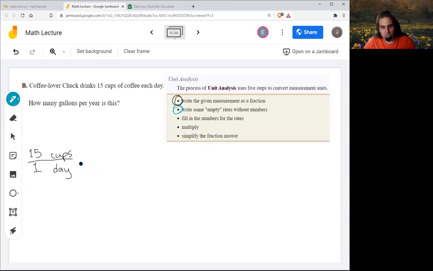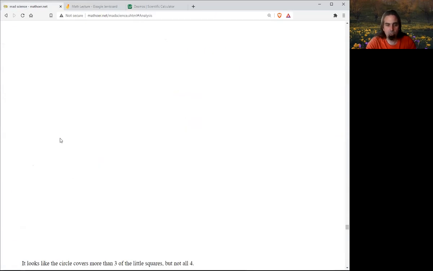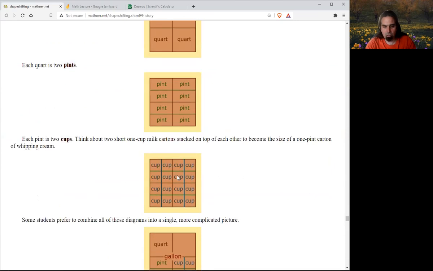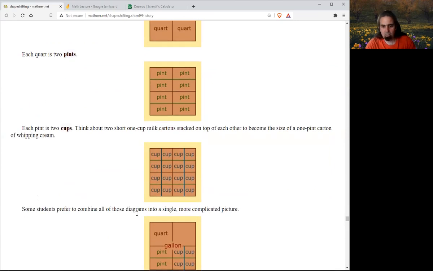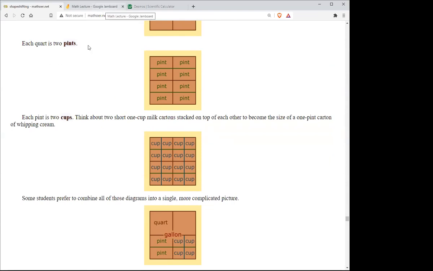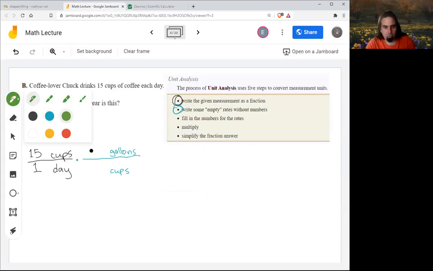Okay, now I want to change things. We want gallons per year. So I need to go from cups to gallons. And do I know how many cups are in a gallon? We should after the first topic. If we don't, let's go peek and see. So in the units and their history, there was this chart where there's 16 cups in a gallon. Does that look familiar? Yeah. If so, great. If not, go back and look at it.